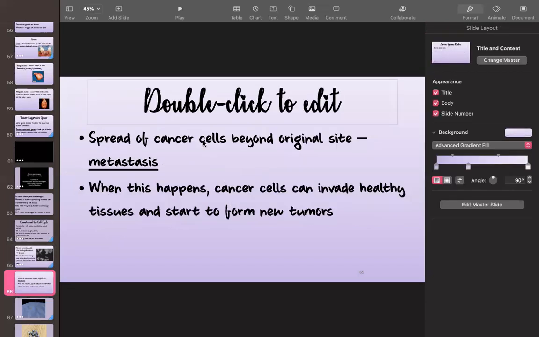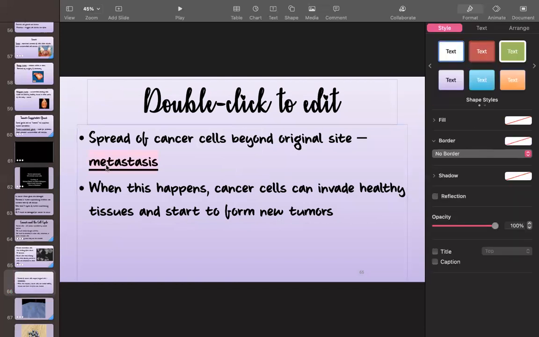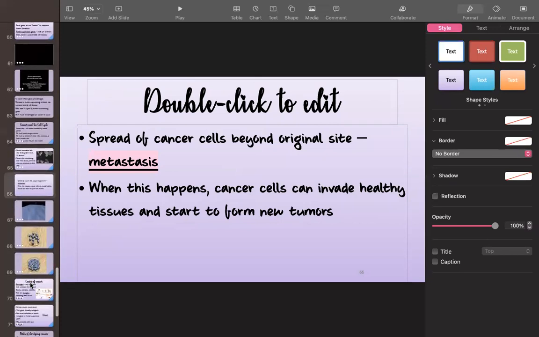Okay, so I said it before, but when you have a malignant tumor and the cancer cells spread beyond the site where they originated, that's called metastasis. So when that happens, cancer cells can invade healthy tissues and start forming new tumors, and you can basically have tumors all over your body.